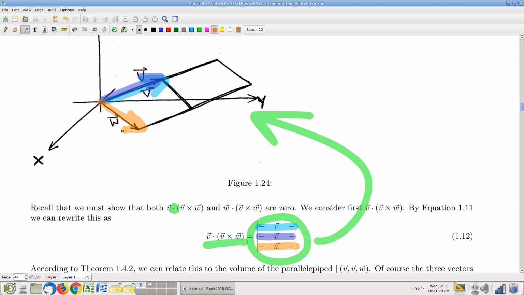Does that make sense to everybody? How much volume is there in that box? 0. It's flat. So the volume is 0. That means this determinant is 0, that means this triple product is 0, that means this dot product is 0, and that means these vectors are orthogonal. I love this proof because it connects so many geometrically natural ideas all in one quick little argument.